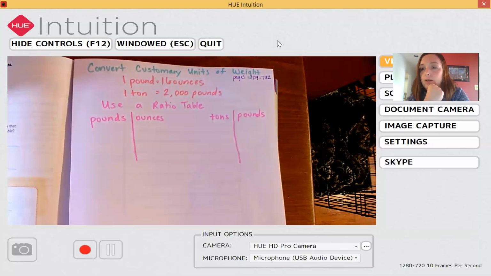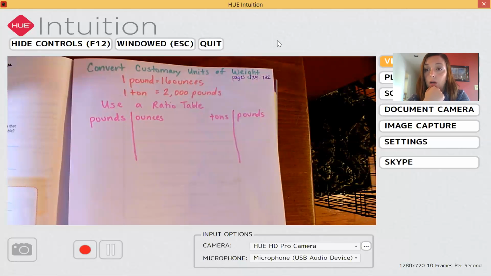So remember we talked yesterday about a strawberry is about an ounce, right? And a pound is about the size of a pineapple. Well, it would take about 16 strawberries to equal the size of a pineapple, okay? A ton is the size of a car. So it would take 2,000 pounds, or about 2,000 pineapples, to equal the weight of a car, okay?